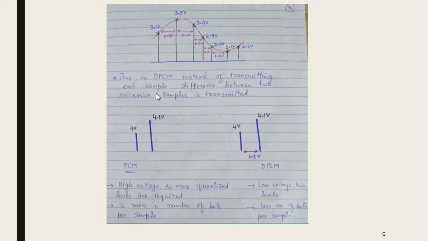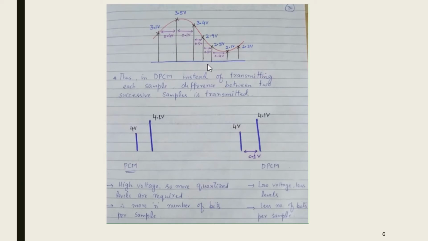But DPCM does not work in this manner. Here in DPCM, instead of transmitting each sample, only the difference between two successive samples will be transmitted. Like the difference between 3.1 and 3.5 is 0.4 volt. So instead of transmitting 3.1 volt and 3.5 volt, we will transmit 0.4 volt. Then the next difference is 0.1 volt, so 0.1 volt will be transmitted. After that 0.5 volt, 0.4 volt, 0.4 volt. So in this way the differences between different samples will be transmitted.